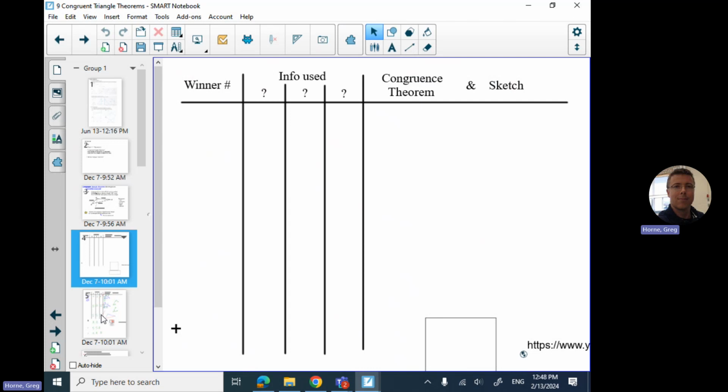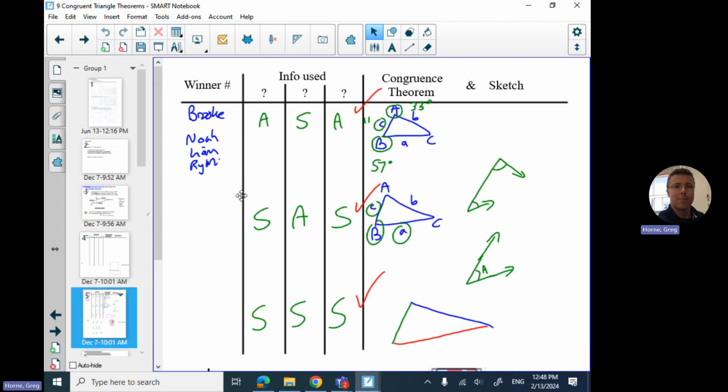What comes out of that process is a group winning by asking a certain combination of information. Brooke and Noah and Liam and Ryan that year asked about an angle, a side, and an angle in that order, and then they were able to draw the triangle. My cutout version of the triangle fit perfectly, and they were like, yay, they got it. Another group asked about side, angle, side in that order. If you draw the angle and then draw sides of particular lengths, you end up with the same triangle. It's enough information to guarantee that the 2 triangles are identical in every way.